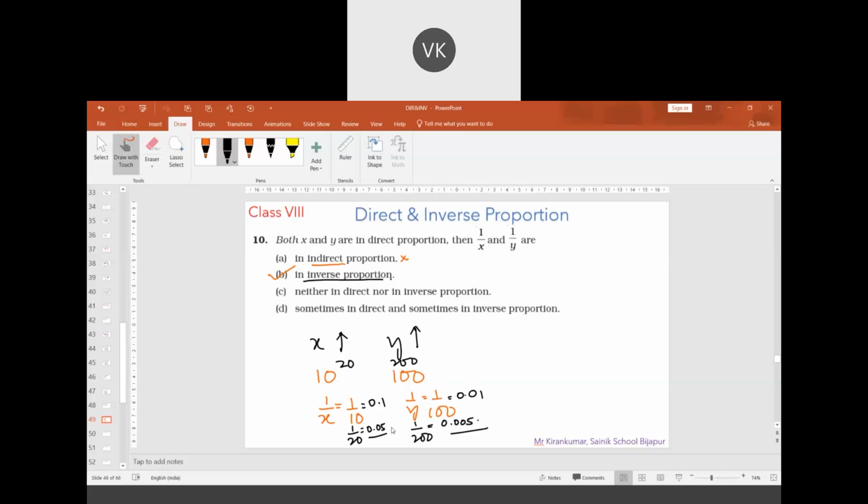Sir, I think option C, neither direct nor indirect. Sometimes direct, sometimes indirect. We are not getting the answer. Actually, I feel that it is direct proportion. I feel like that. Also, inverse proportion. 0.05 is greater than 0.005. Let us keep this question pending. Let me think for some time, then I'll get back. I have doubt in this.